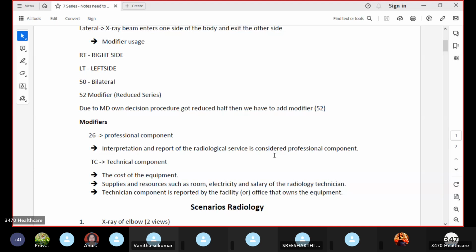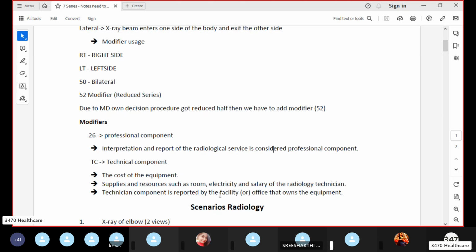So you need to know what is meant by 26 and what is meant by TC. Interpretation given is 26. Cost of the equipment, resources, supplies, room, electricity, salary of the technician is considered technical component. Then the professional component.